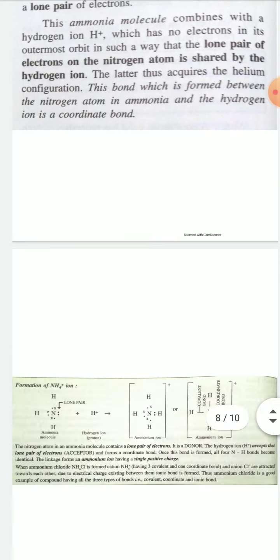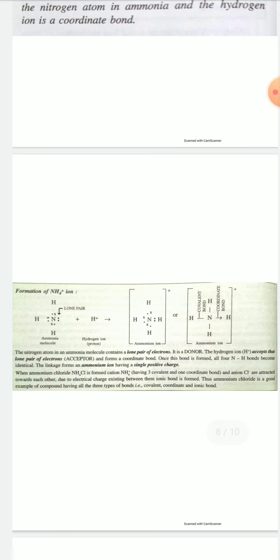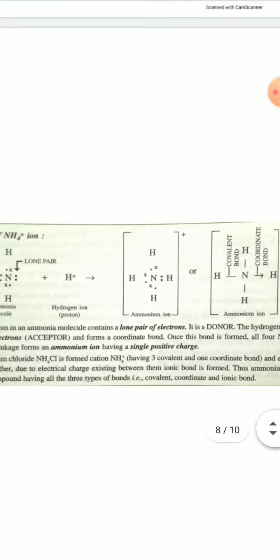Therefore, there is a formation of a coordinate bond or dative bond between the ammonia molecule and the H plus ion. Okay, so here is given the structure of the ammonium ion.